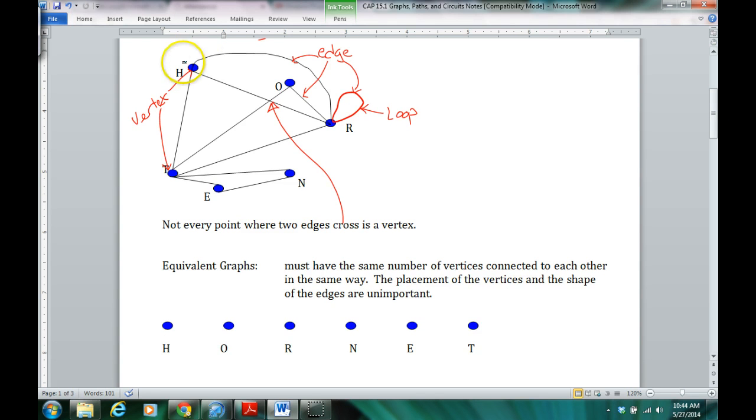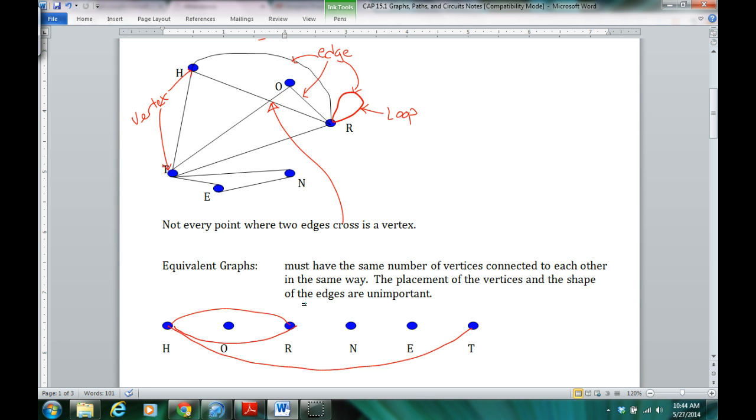So starting at H, what are my edges coming out of H? What are they hooking into? R is one of them, so I can go ahead and draw an edge going to R. What's another one? T. And there's also another edge hooking into R, right? There's two of them.